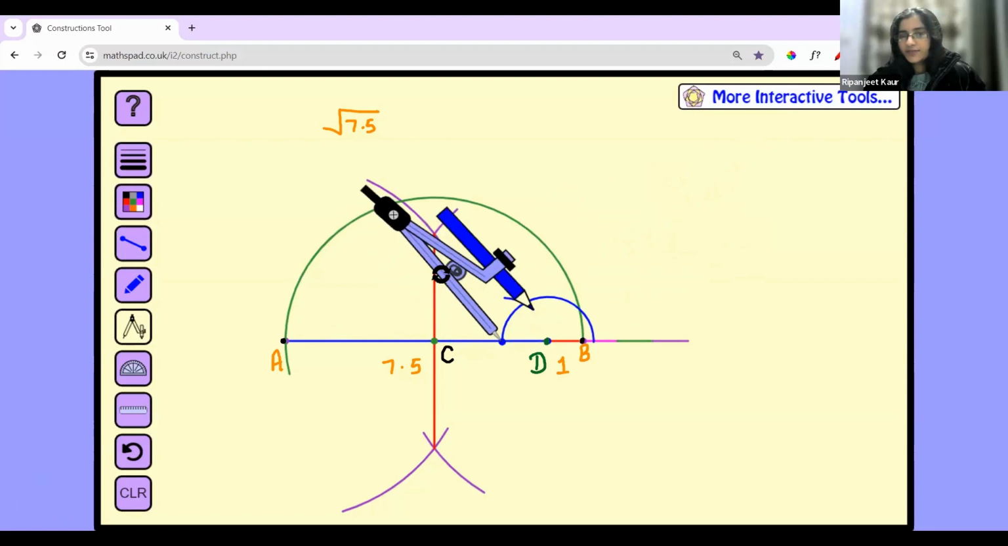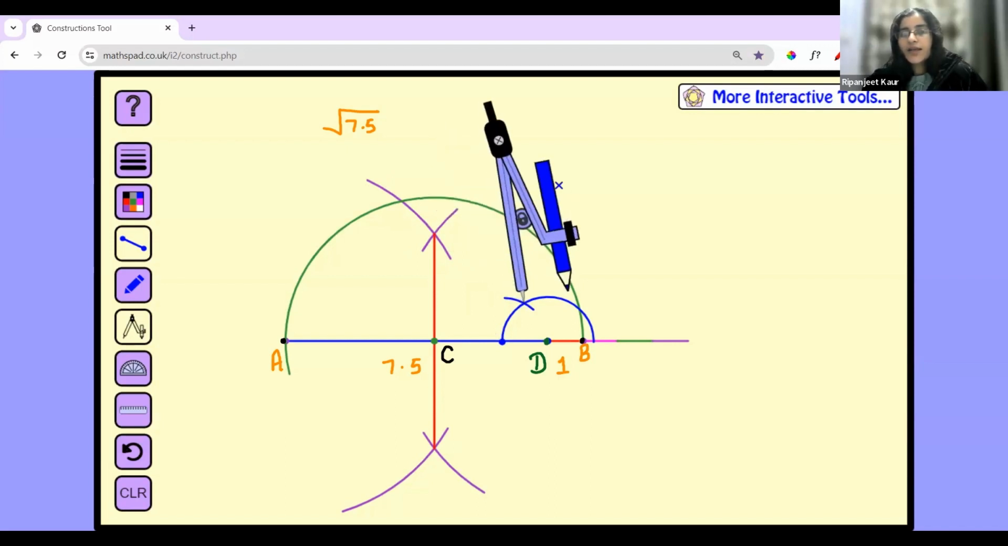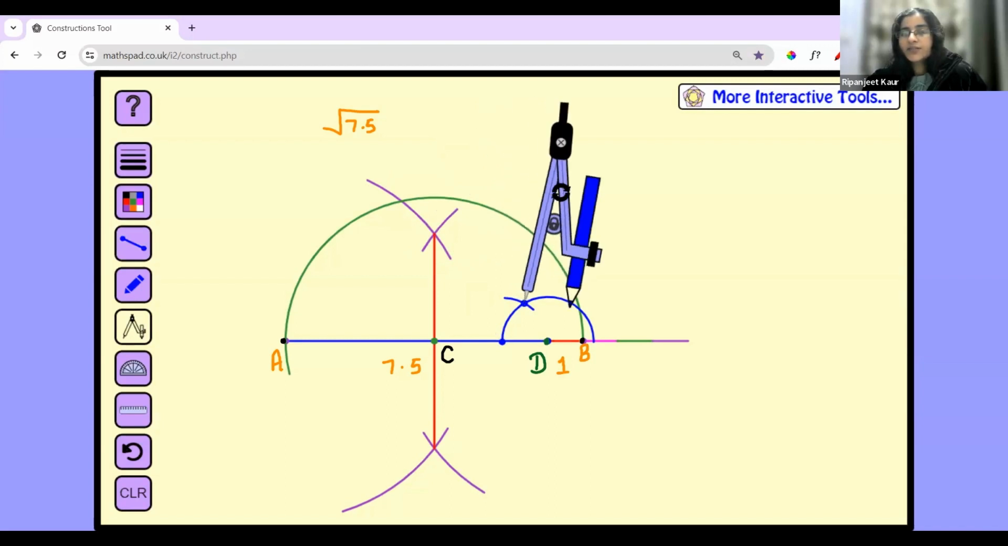And it is done. Now pick it from the pin, place it where this arc and semicircle are cutting, place it over here, and after placing it, we are going to make another arc on this semicircle. So here, adjust your pencil and let us make another arc. So here it is done.